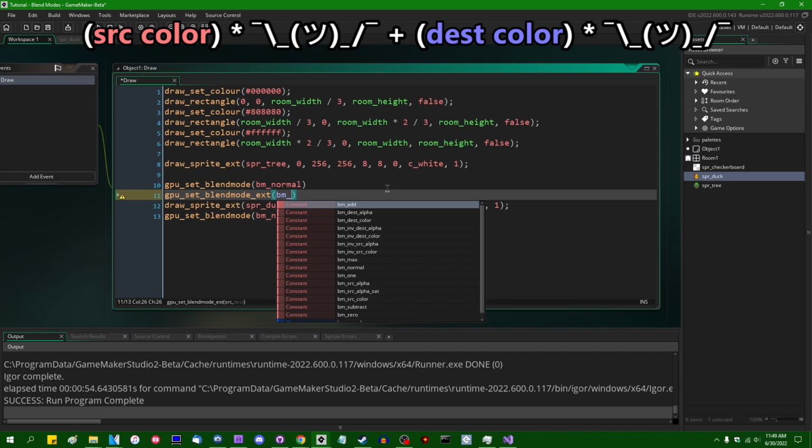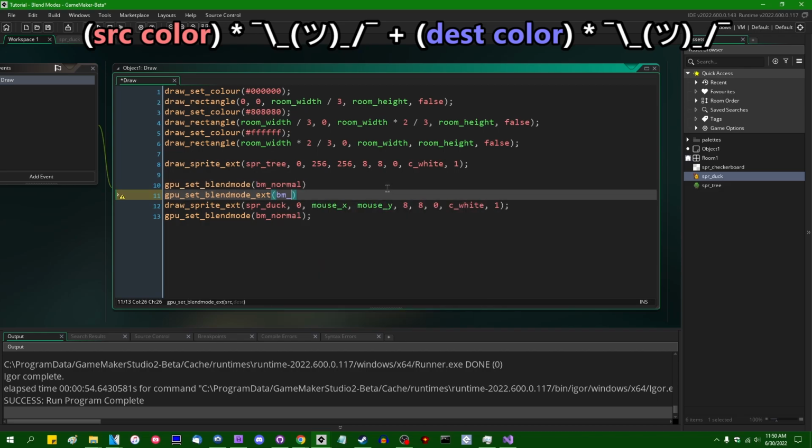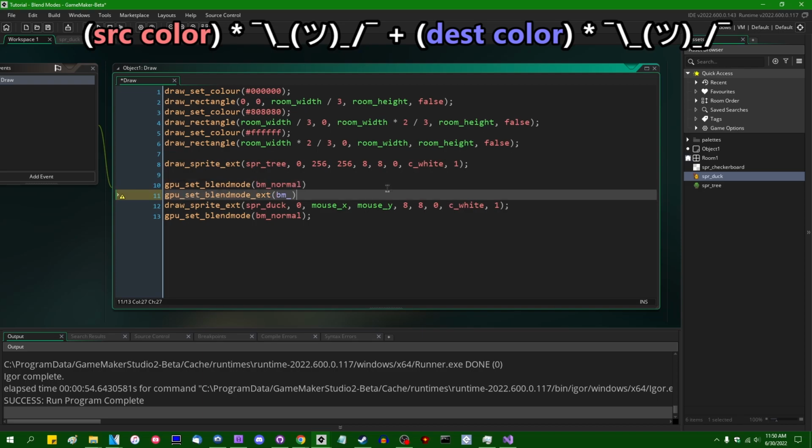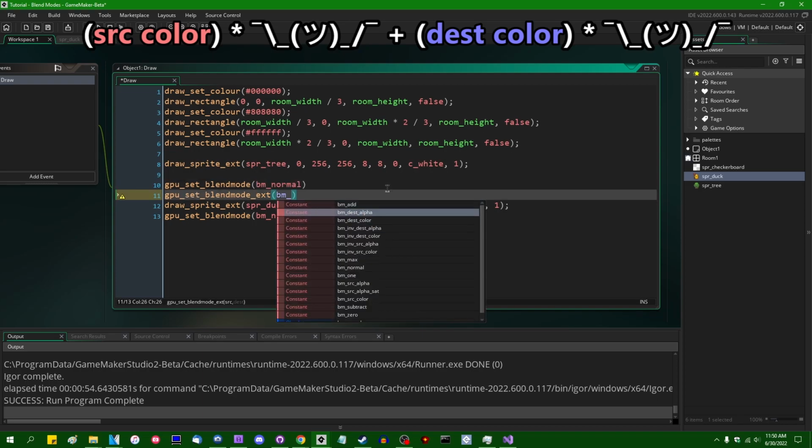It honestly kind of gets under my skin that GameMaker doesn't differentiate between the bm_normal, bm_add constants that you would pass to the regular GPU set blend mode function, and the blending factors for the GPU set blend mode extended function that we're going to be dealing with today, because having them in the same list like this kind of sends the message that they're equivalent and that you can use them both in both blend mode functions, but that's really not the case.